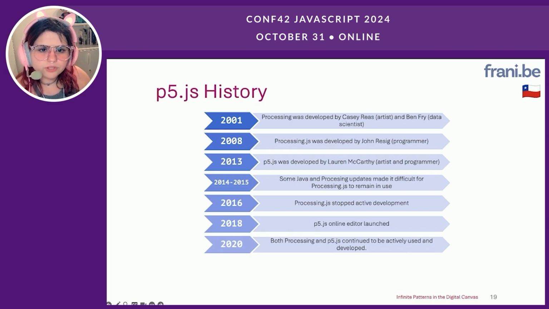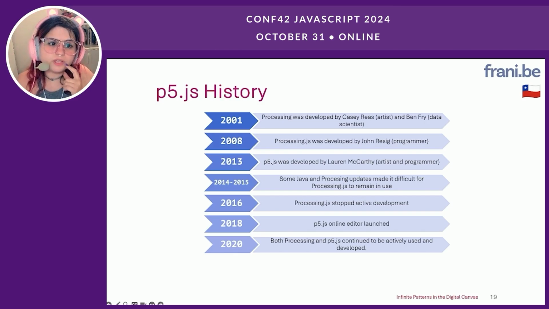Between 2014 and 2015, updates to Java and Processing itself created incompatibility issues for Processing.js. These updates made it challenging to maintain and use Processing.js, leading to a decline in its use as the community began to shift towards more robust solutions like p5.js, which were better suited to evolving web environments.